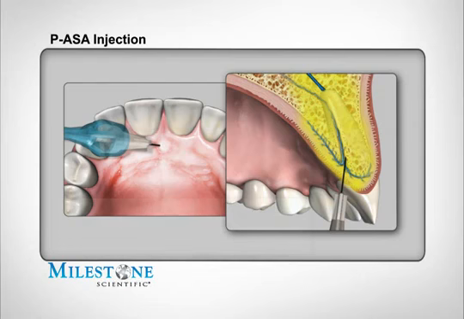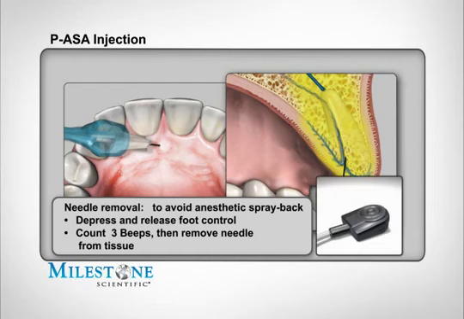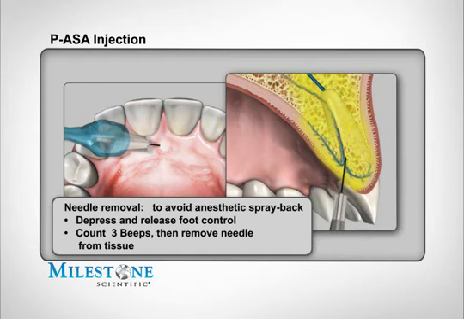To avoid anesthetic sprayback during needle removal, use the following needle removal technique. While the needle is still embedded in the patient's tissues, depress and release the foot control pedal. Count 3 beeps after releasing the foot control, and then totally remove the needle from the patient's mouth. Direct the needle away from the patient, as a small amount of anesthetic solution may still be present.